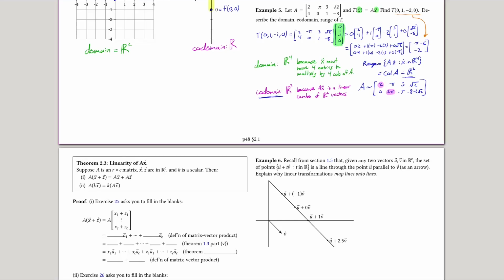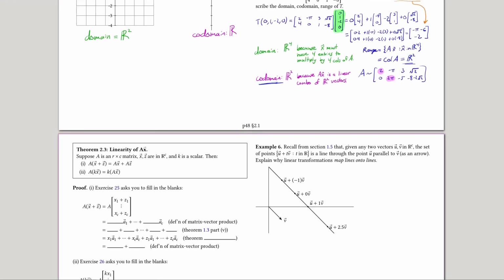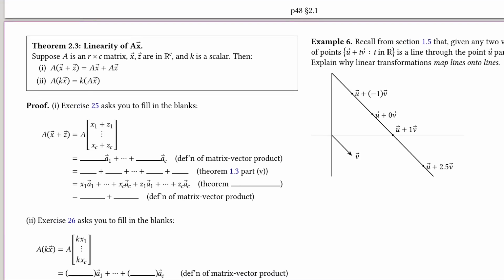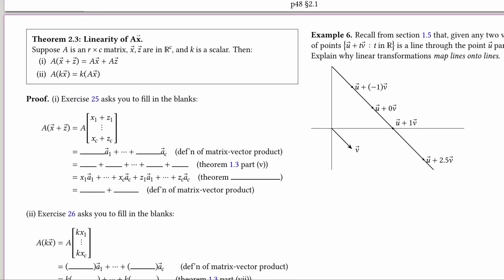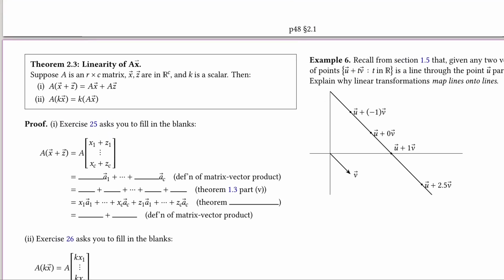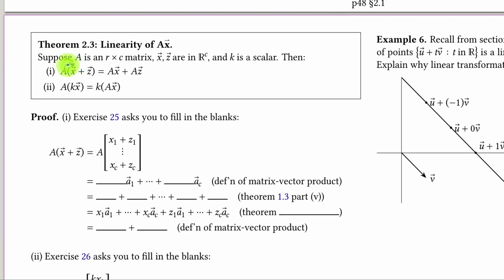Hello, welcome back. Let's get into the third page of 2.1 here. First, we have this theorem, theorem 2.3, that you are going to prove for homework that basically says you have a distributive rule. You can distribute matrix by vector multiplication over vector addition.